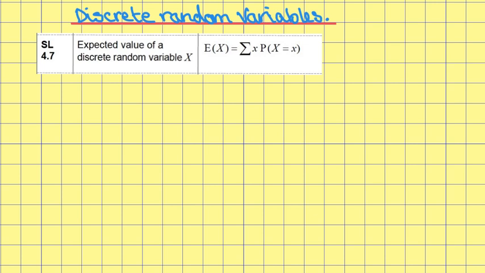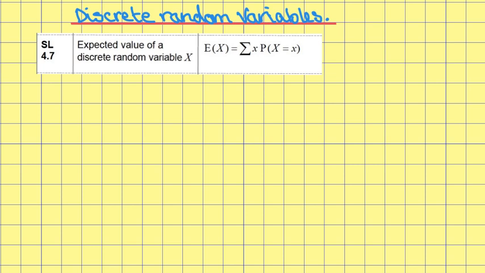In this video, we're going to take a look at discrete random variables. In your formula booklet, you are given one formula: the expected value of a discrete random variable X. So E of X is equal to the sum of all the values of x times the probability of X being that discrete random variable.